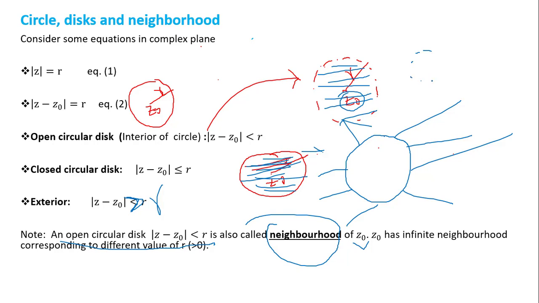So if we take a small r and z naught is the same, suppose z naught is here and I am taking a small r, then this is again a neighborhood. This is also a neighborhood if I am increasing r. If I am increasing r more, then this will also be a neighborhood. Means z naught has infinite neighborhoods corresponding to different values of r. Means r has to be greater than 0. Okay, this is a neighborhood. So keep all these things in your mind while solving questions.